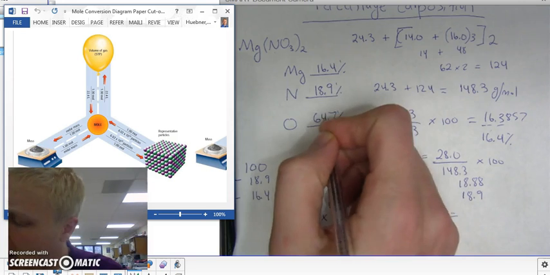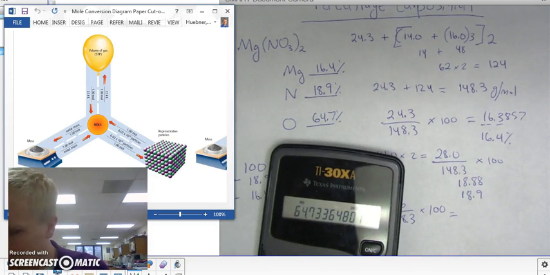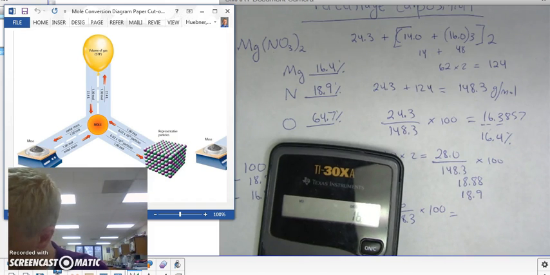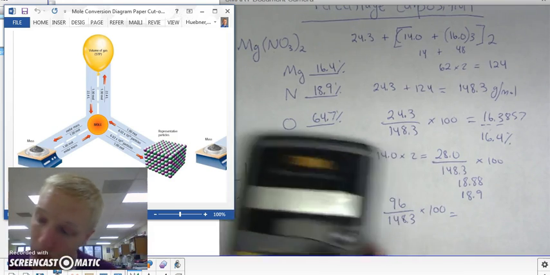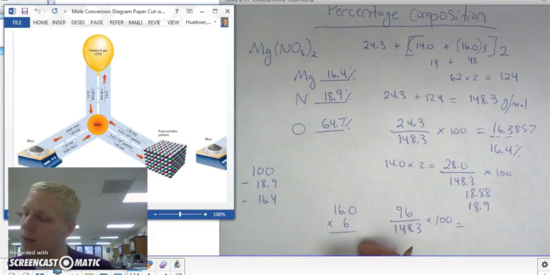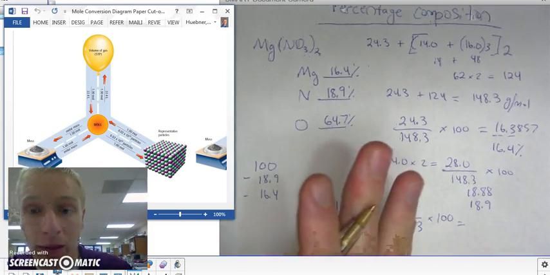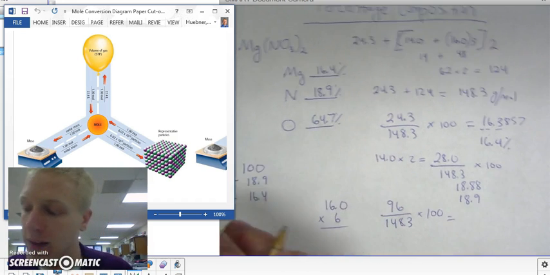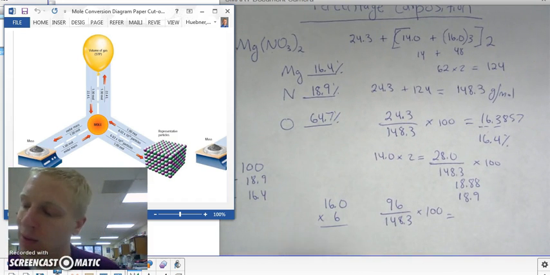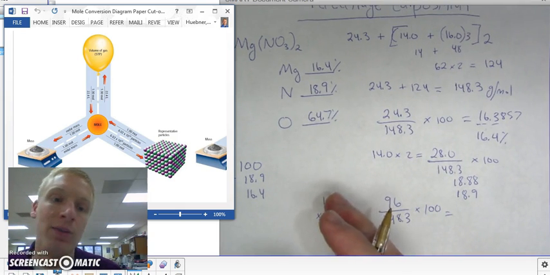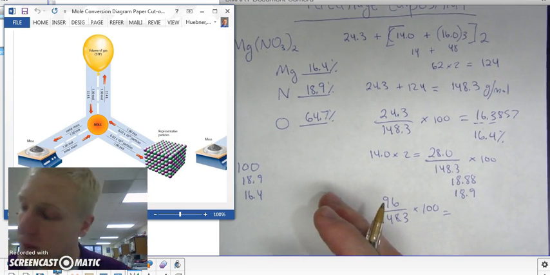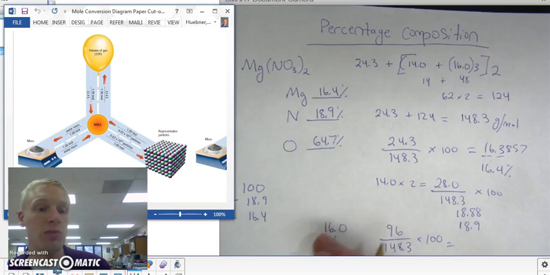And if we add these all up, 64.7 plus 18.9 plus 16.4, we find that it equals 100%. Don't feel bad if it ends up being 99.9%. It should equal around 100%. If not, then it was because of rounding error. And that is how you do percent composition.